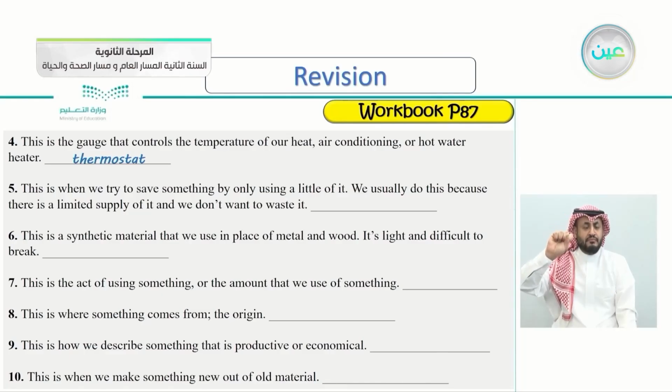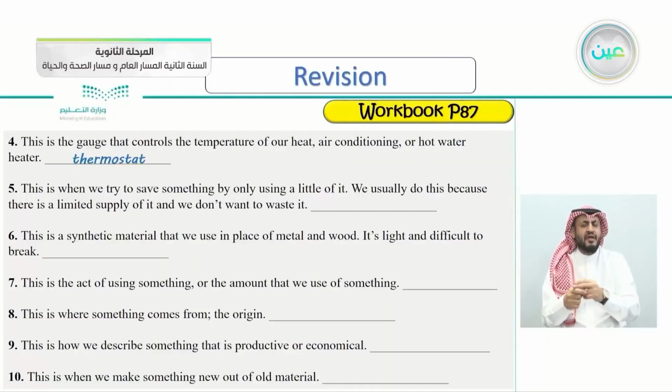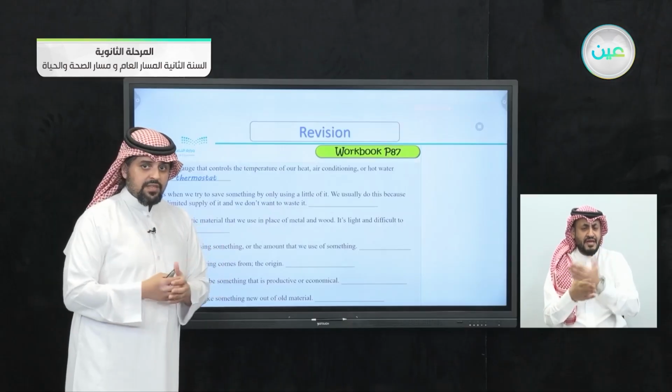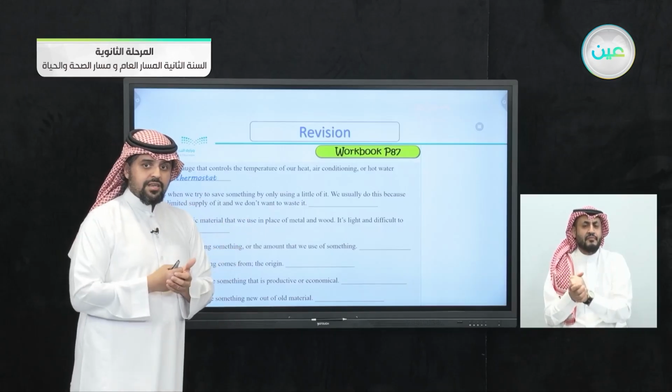Number 5, this is when we try to save something by only using a little of it. We usually do this because there's a limited supply of it and we don't want to waste it. So we use it just a little. So what do we call this whole action here?